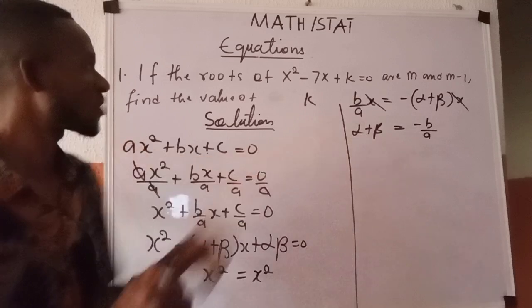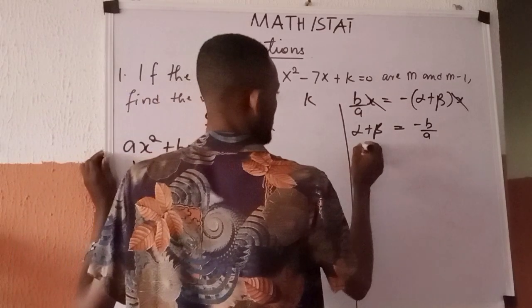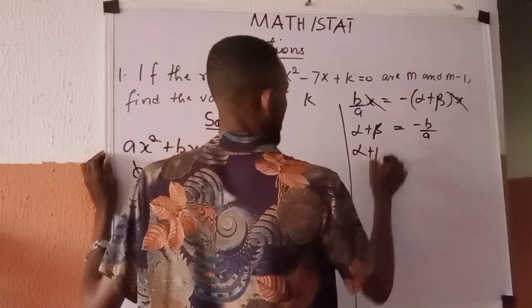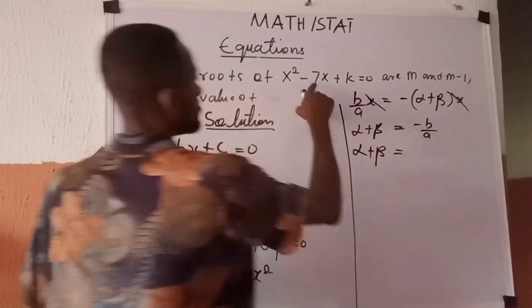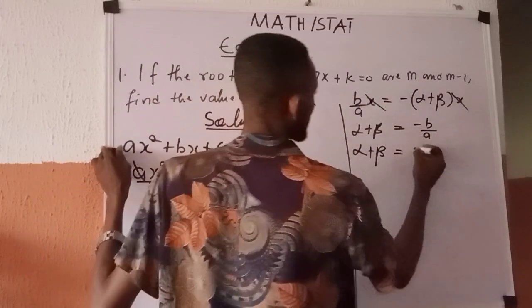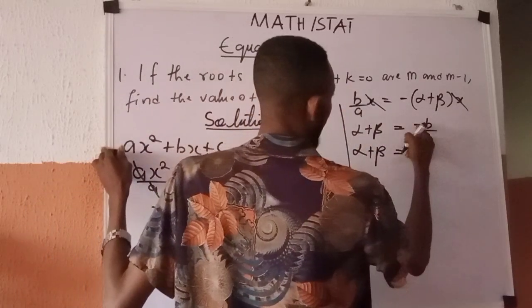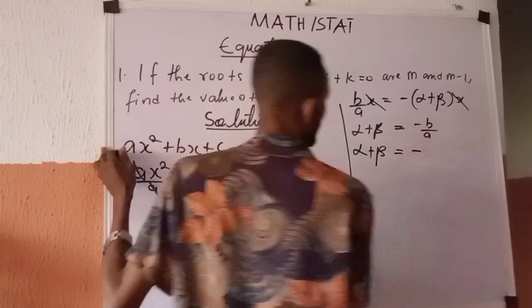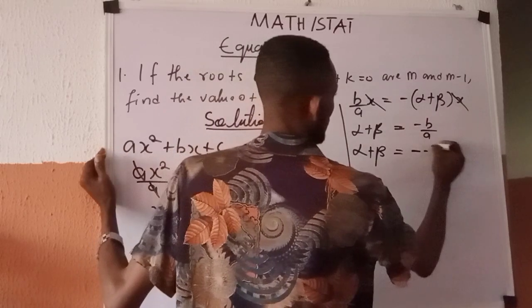So what I'm now going to do is to come here and say, therefore, this my alpha plus beta is given as minus b over a. This minus has been in the equation, so I have my minus. This one is minus minus 7.